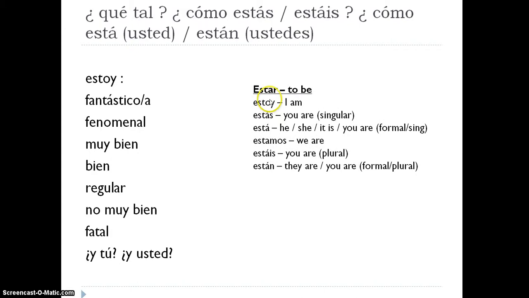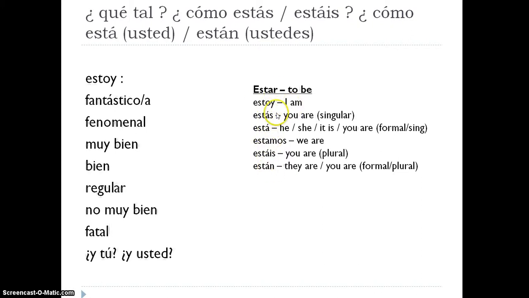And our key verb here is the verb estar, which is one of the verbs for meaning to be. There is another one, ser, but this is the one we use for this because it's for non-permanent states of being. So we have estoy, I am. And if you remember our AR verbs in the last slide, we know that these endings are similar, but they have accents on some of them instead.